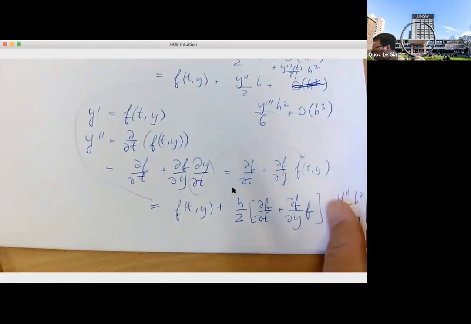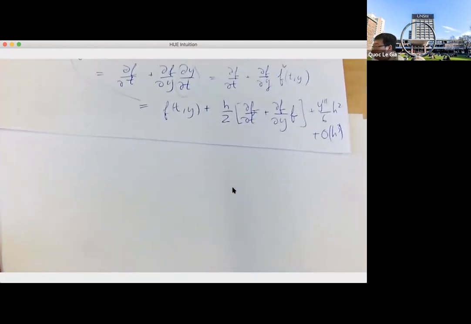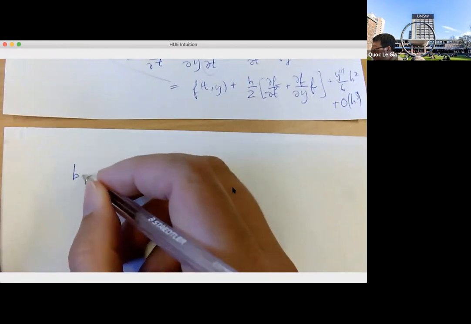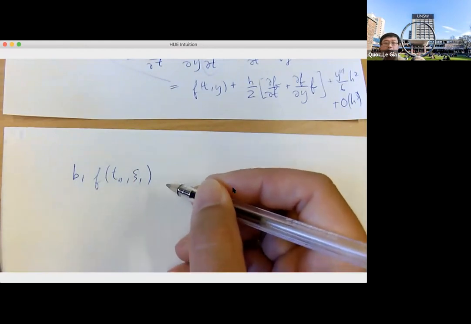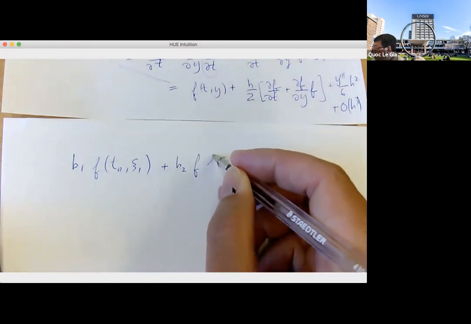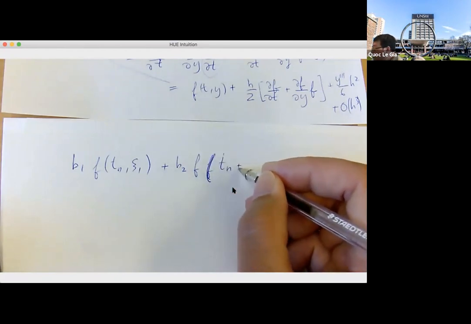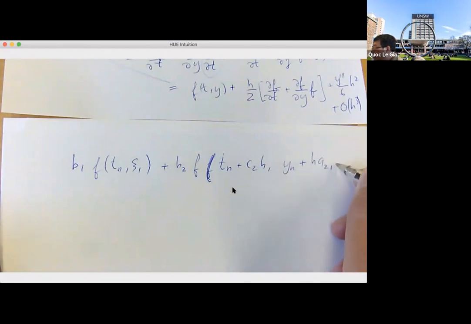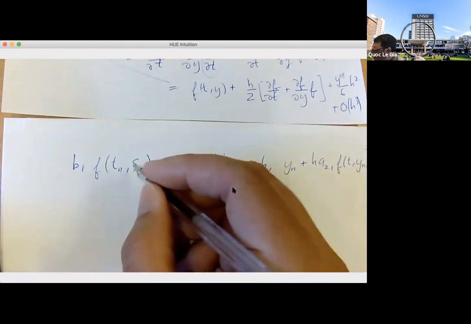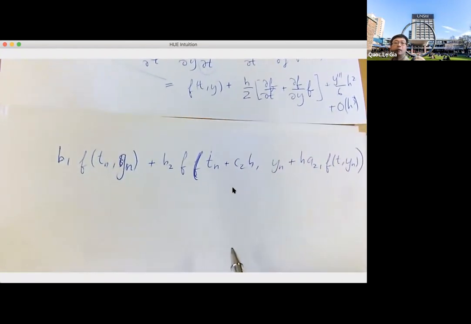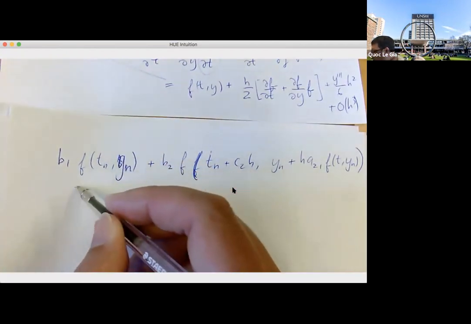So I have b1 f of tn, xi 1, the second terms of the local truncation error, plus b2 f of tn plus c2 h, xi 2. But what is xi 2? Xi 2 is just yn plus h a21 f of t, xi 1. But xi 1 actually is yn, so maybe we just put in yn here. If you remember how we define xi 1 and xi 2. So now this term is okay, we leave it here.